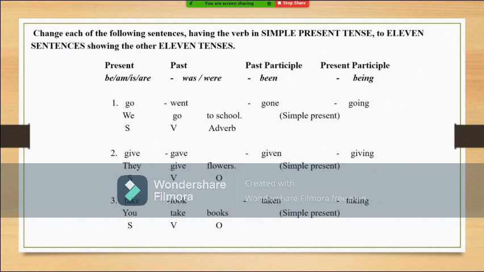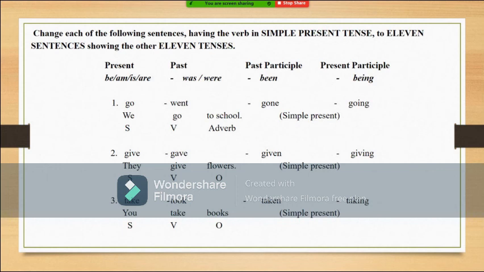It is given above the sentence. Gone is the past participle of the verb go, and going is the present participle form of the verb go. So four forms are given for the verb. We go to school. Here go is the present form. It is simple present tense. Now you have to change it into the other 11 tenses. That means you have to change this sentence into all other 11 sentences showing 11 other tenses.